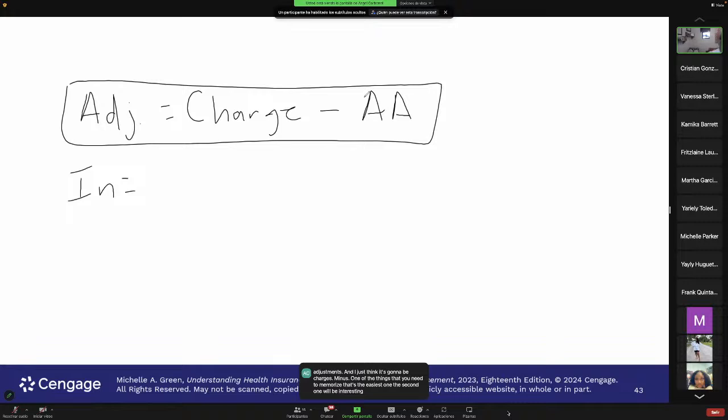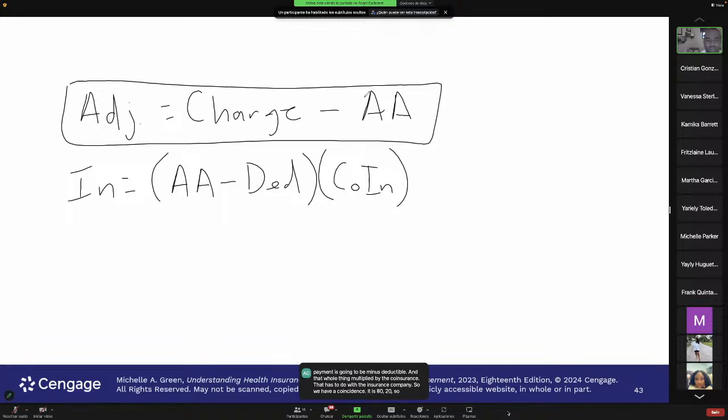The second one will be insurance payments. Insurance payment is going to be allowed amount minus deductible, and that whole thing multiplied by the co-insurance that has to do with the insurance company. So remember, co-insurance is 80-20. So you pick the 80 for the insurance, you pick the 20 for the patient. That's the second one that you need to memorize.